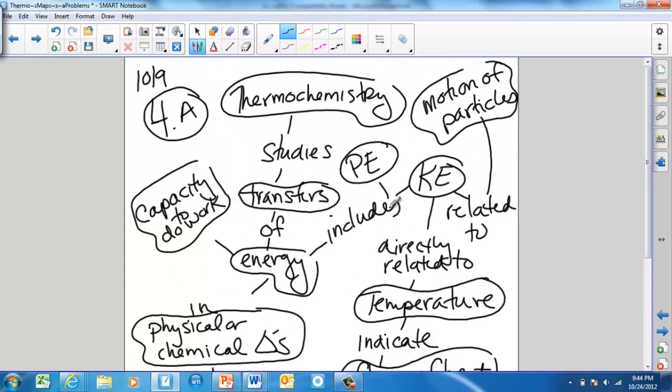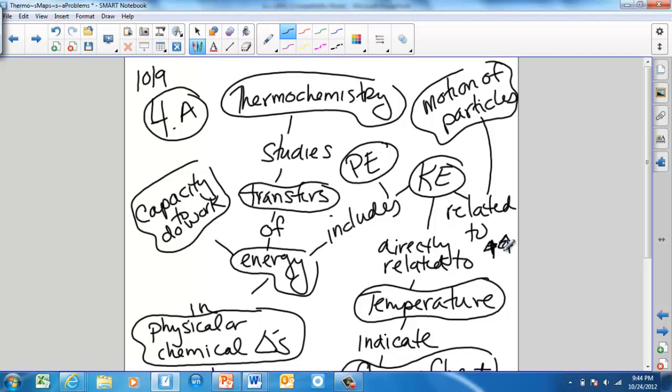When we talked about energy, it's going to include either potential energy or kinetic energy. Now, potential energy is stored energy. We don't really talk too much about potential energy in Chem 1. We did talk a lot about kinetic energy. Kinetic energy is related to the motion of particles, right? Kinetic means motion. And kinetic energy is also directly related to temperature, meaning that if one goes up, the other goes up.